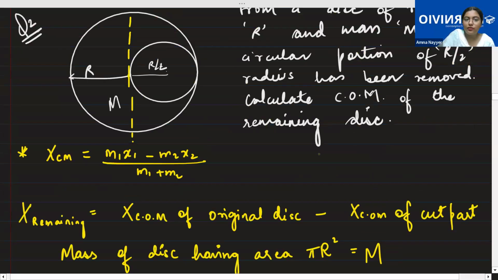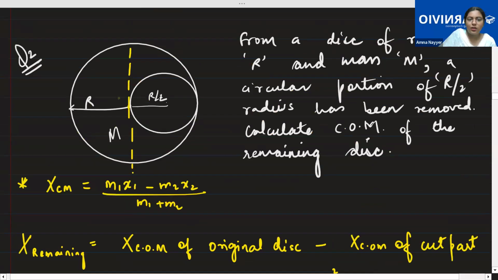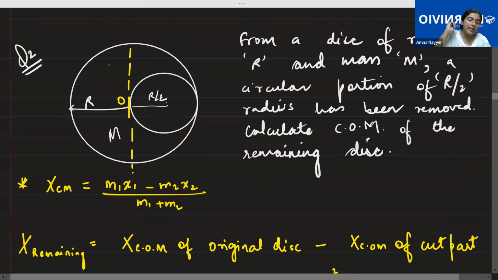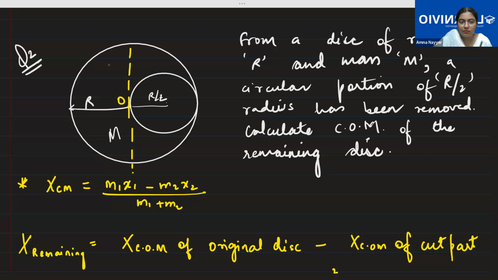Now let's write the coordinates of each and everything. Let's say this is the origin. Always have a reference axis in rotation, be it any topic, have the reference. Why are we taking pi r square by 4? The radius of the smaller one is r by 2, which has been cut. The area of the bigger one will be pi r square.